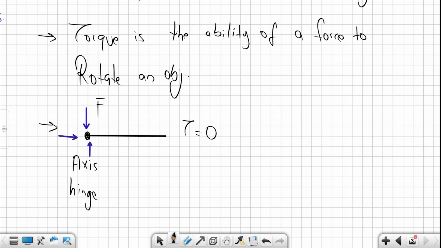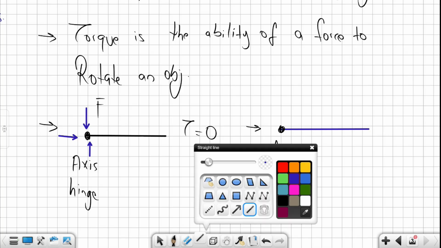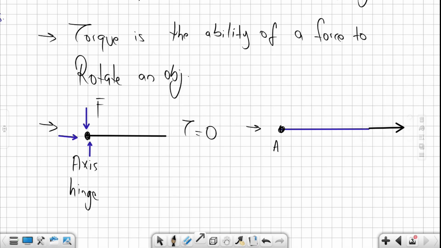This force has no ability to rotate this object. So I need to apply the force away from the axis of rotation. This is the hinge, the axis, and I will apply a force in another way this time. Try to move the door like that or like this.